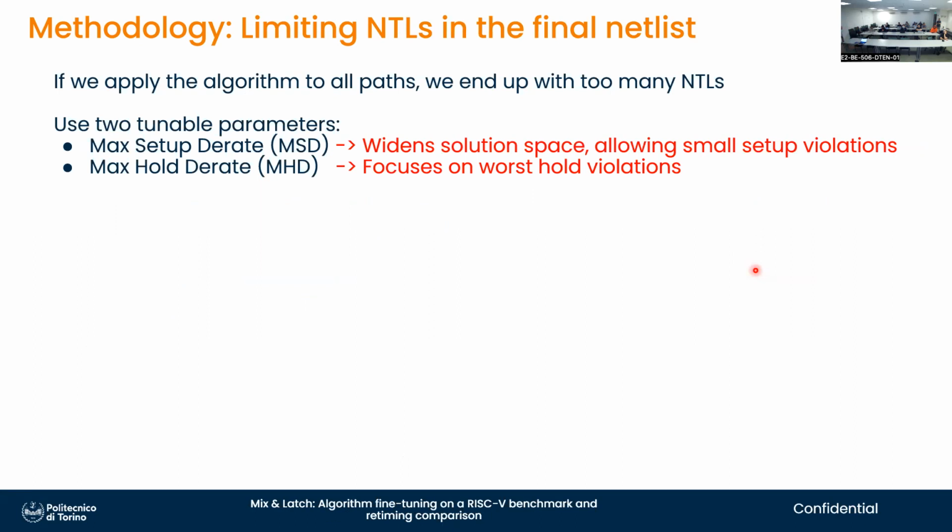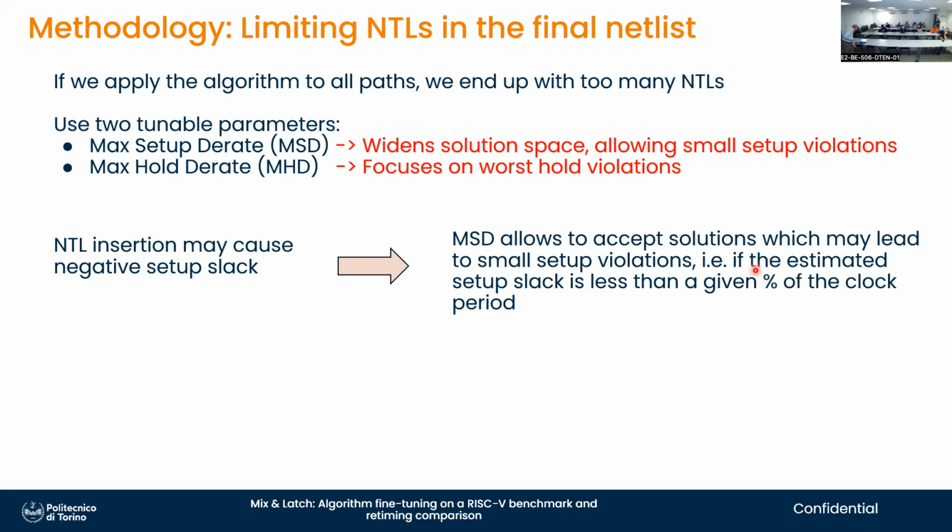So if we take the algorithm as I described it before, we end up in practice with too many negative latches, which are good for performance, but bad for area. And we don't want to pay too much in terms of area for too little gain in terms of performance. So in practice, we use a couple of derating factors. We basically accept solutions which would still lead to small negative slack, because we hope that the layout phase will be smart enough to speed up those paths.